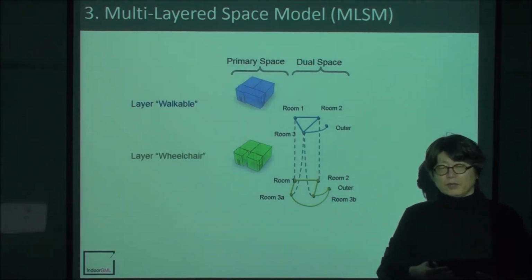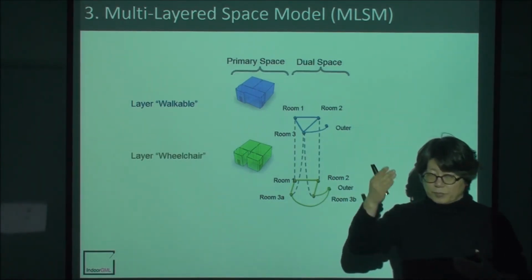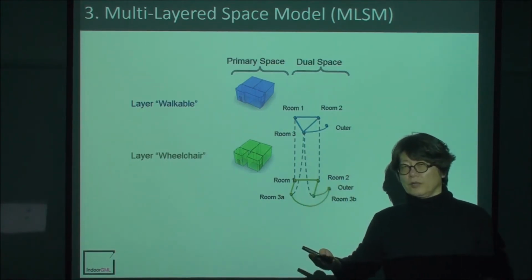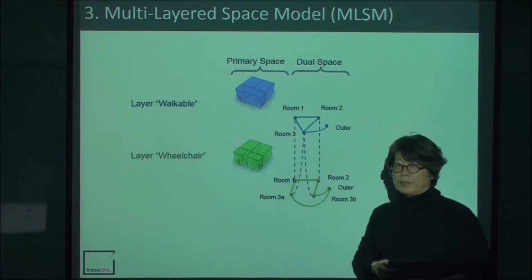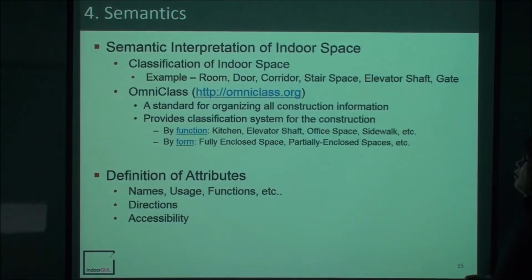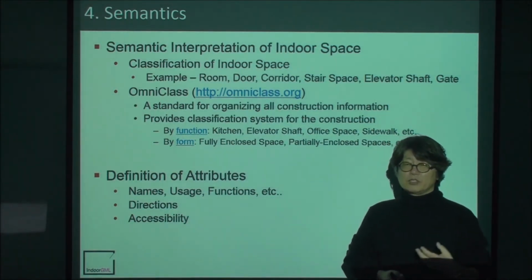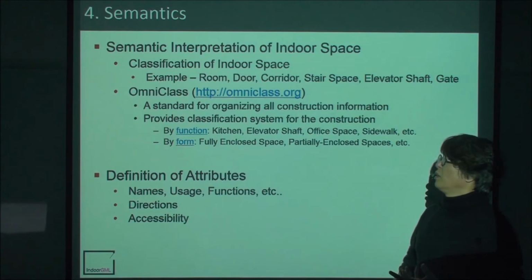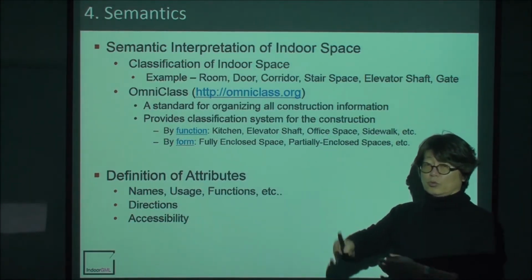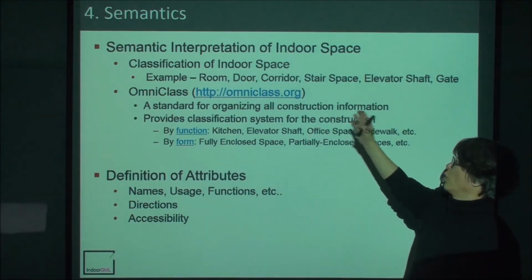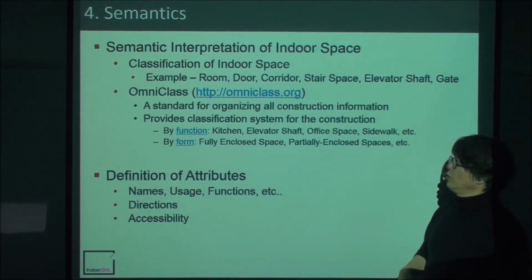Normally in indoor space, even though there is one single indoor space, it can be interpreted in different ways. So the concept of multi-layer space model is very useful for many applications. All right, the next aspect of the cellular space model is the semantics of each cell. Each cell can be classified into several categories like room, door, corridor, or stair, or restroom, or meeting room, and so on.